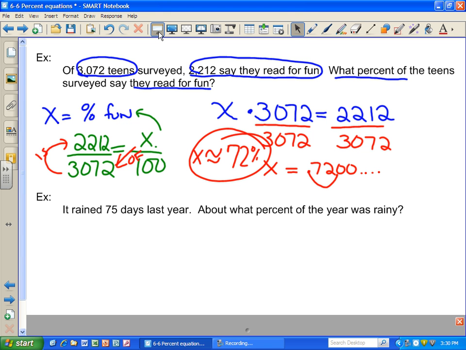Let's look at our last example. It rained 75 days last year. About what percent of the year was rainy? So the first thing you want to do is ask yourself, what don't you know? So the first thing we want to define is our x. So we're solving for the percent of the year that was rainy.